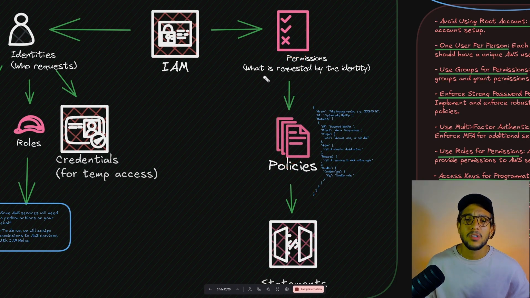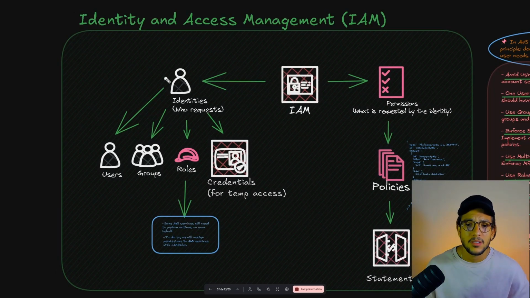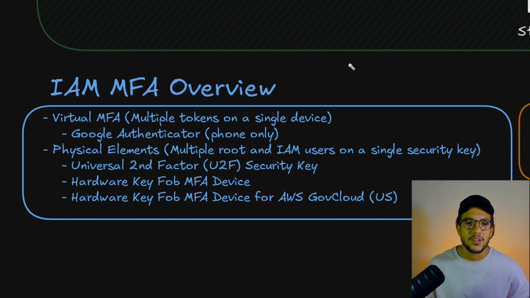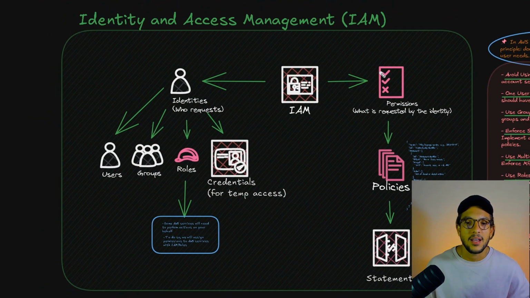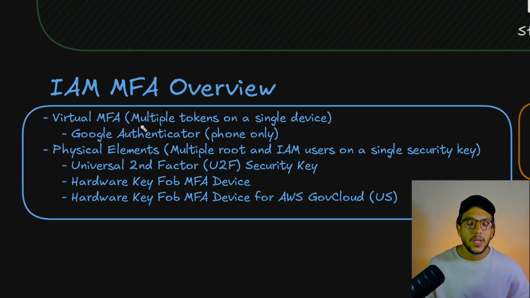Now, let's talk about security best practices. First, your AWS root account, that's the account you create when you first sign up for AWS. This account has unlimited power, which makes it extremely dangerous. Never use it for everyday tasks, and secure it with MFA immediately. Speaking of MFA, let's look at your options. Virtual MFA, like Google Authenticator on your phone, physical security keys like U2F devices, and hardware key fobs.